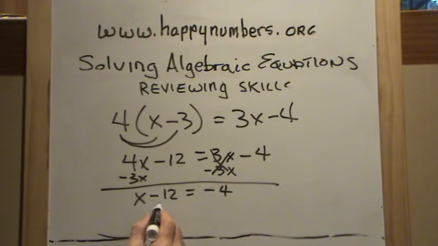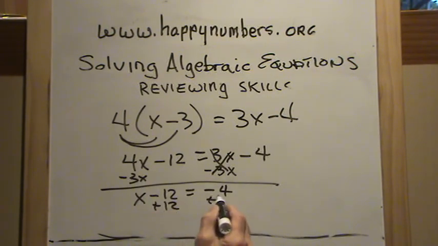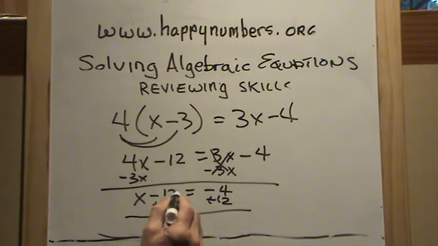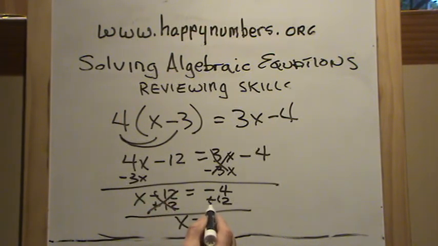We want to get rid of our negative 12 here. We'll put positive 12 and positive 12. This cancels out and we get x equals positive 12, negative 4 is 8. And that's it. Well, good.